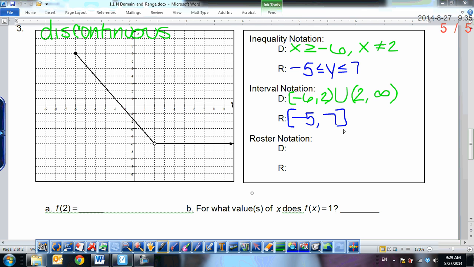Questions on the interval notation? Interval notation is what we're going to use most often in here, okay? My opinion is if you can understand it with an inequality, you can turn it into an interval. So that's why we do that one first, okay? Can I use roster notation here? No. Why not? Good, it's not discrete. We can only use that with this. Correct.